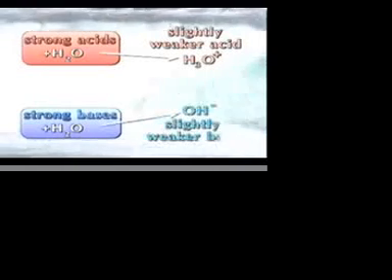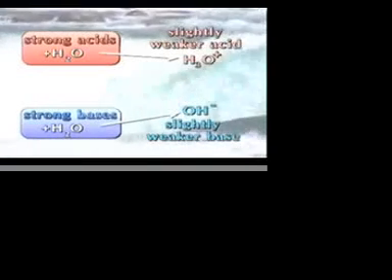Water has the tendency to equalize the strength of all strong acids and strong bases. When strong acids are dissolved in water, they lose their H plus ion to the water, and H3O+ is formed, which is a weaker acid than the original. In the same way, when strong bases are dissolved in water, they gain H plus ions from the water, and thus become weaker. This is known as the leveling effect.